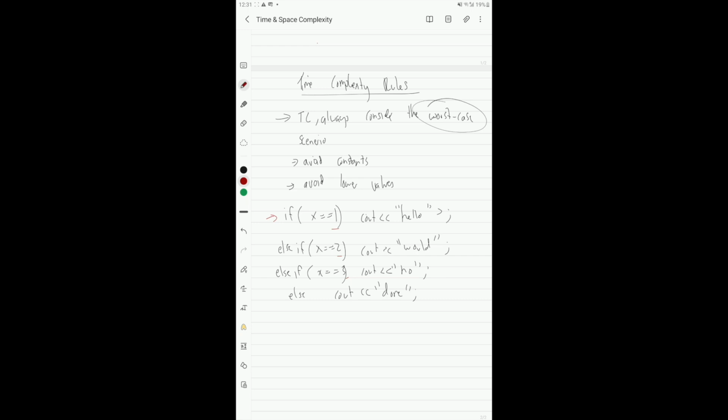So considering the worst case, you have your best case, your average case, and your worst case, yeah? The best case would be the first one, no? Let's hypothetically say x actually equals 1. In that case, you don't have to go through the remaining conditions. It'll print hello, and you're done here. So that is your best case. Your worst case is it's not 1, it's not 2, it's not 3. That means it has to go to else.